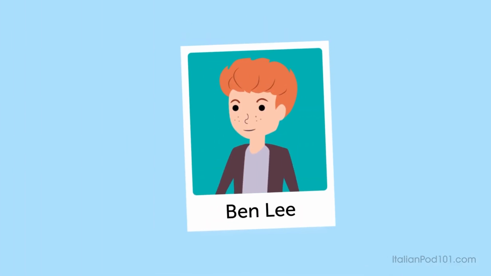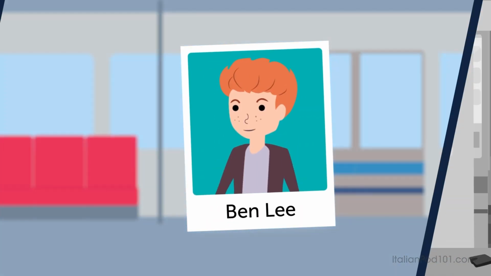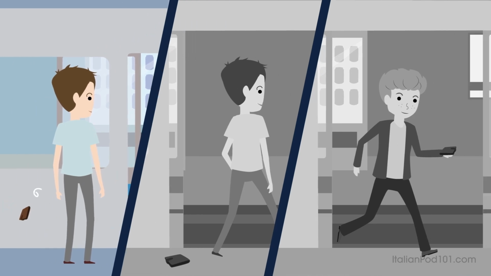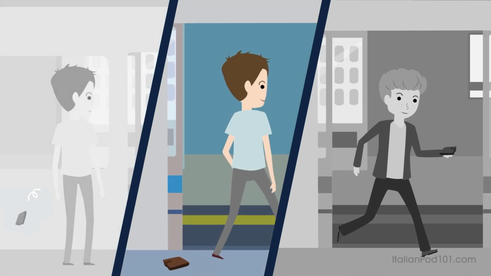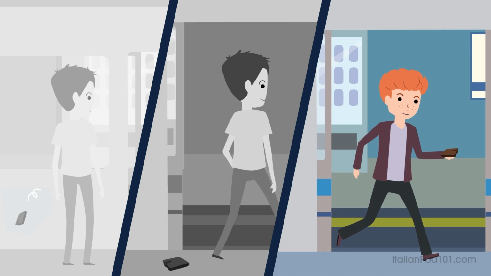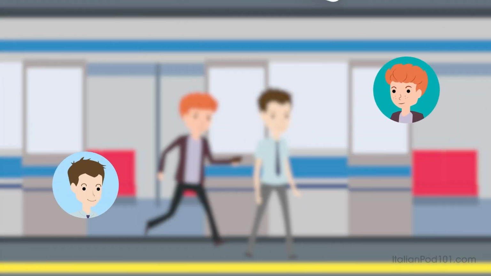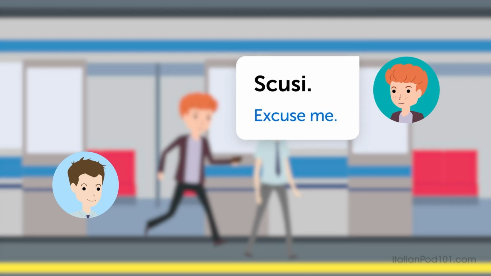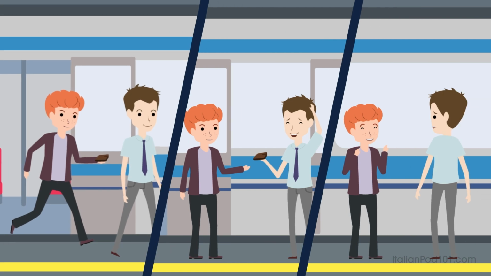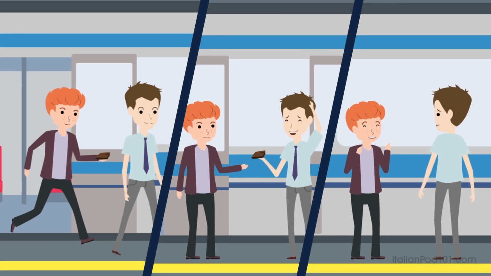In this lesson, you learn essential social expressions, such as thank you. This is Ben Lee, and he's on the train. A fellow passenger drops his wallet as he exits the train. Ben picks up the wallet and chases after the man. He calls to the man by saying, "Excuse me." Scusi. Listen to the following 3 short dialogues between Ben and the man.